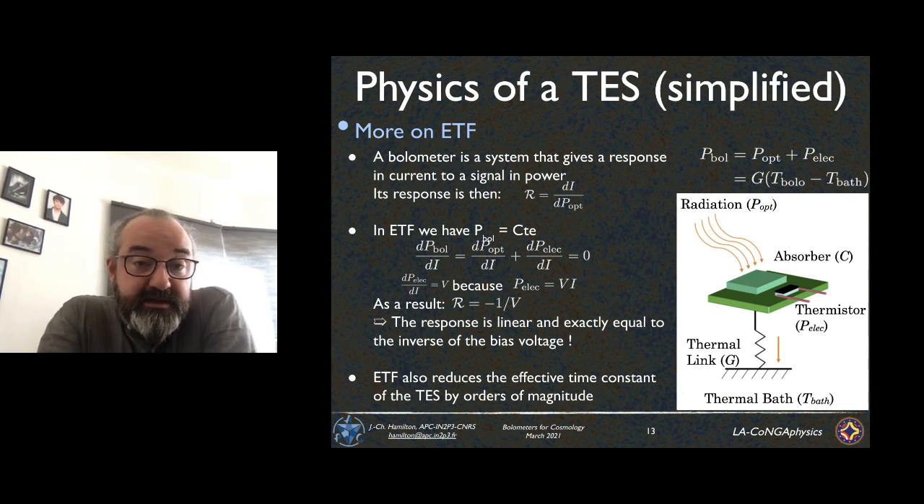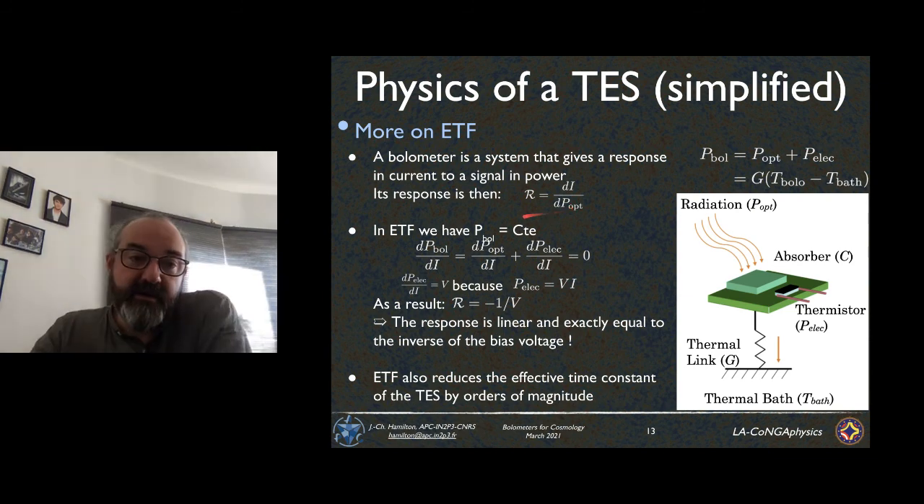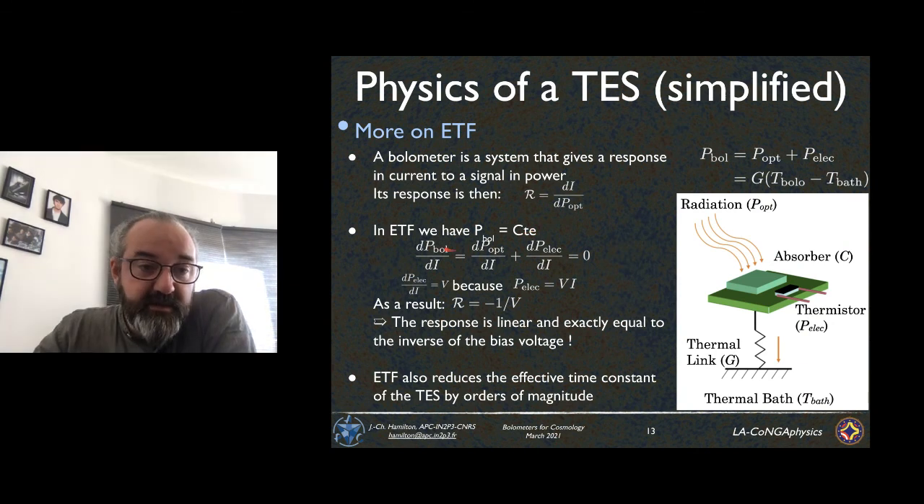So the bolometer is basically a system that will give a response in current to a signal in power. So its response is the derivative of the two, dI over dP. Okay? So let's calculate that. Remember that in the electrothermal feedback, we have the total power of the bolometer, which is constant, so we can differentiate with respect to I, and we get 0. And because the total power of the bolometer has these two terms, we have this and this, which sum to 0. Of course, the derivative of the electrical power with I is V, because the power is V multiplied by I.